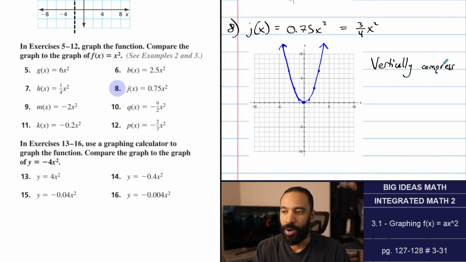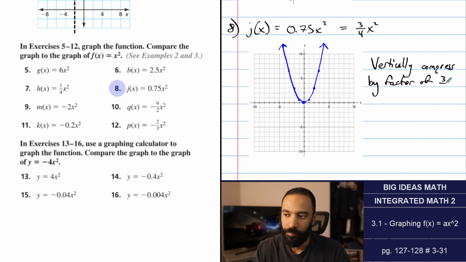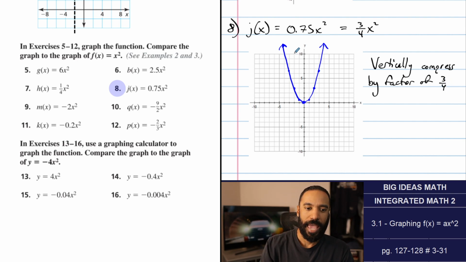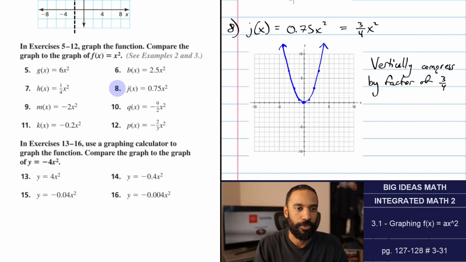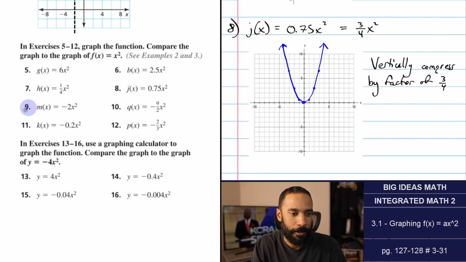This is another compression. It's less than 1, because it's 3/4. Okay, there it is. And we're going to hit negatives for numbers 9 through 12. So let's keep going. Number 9.